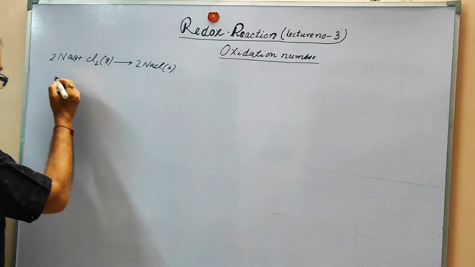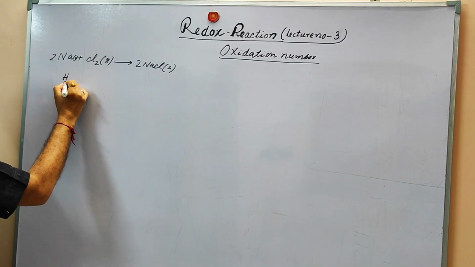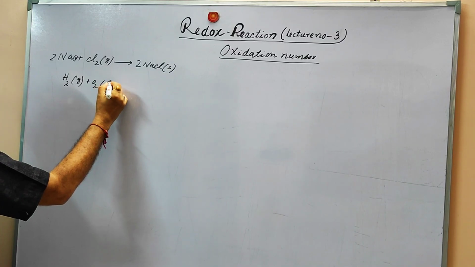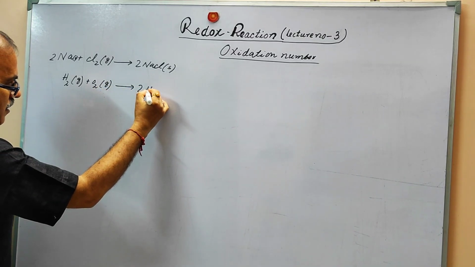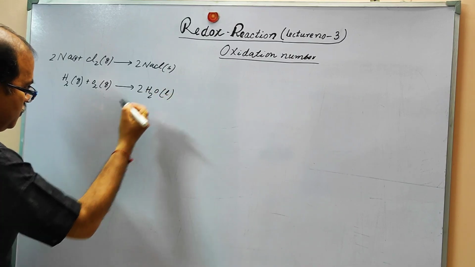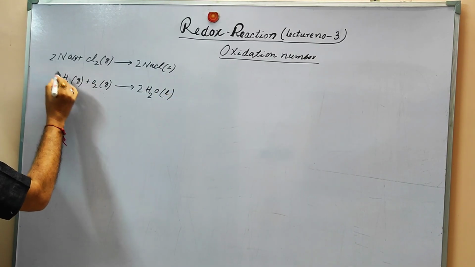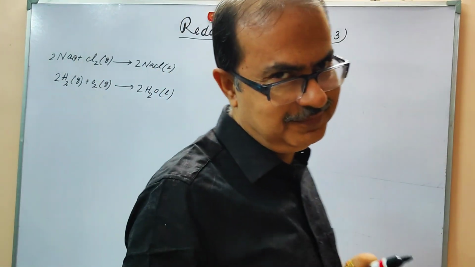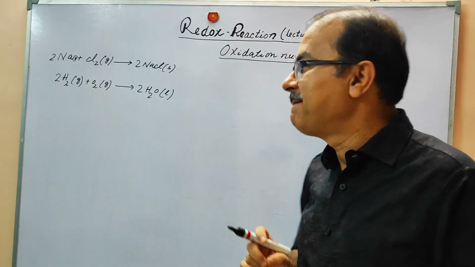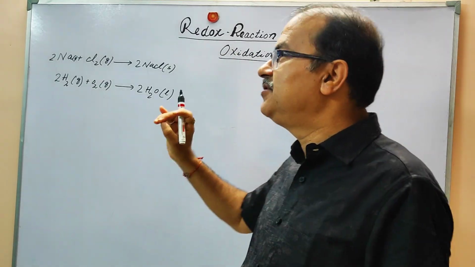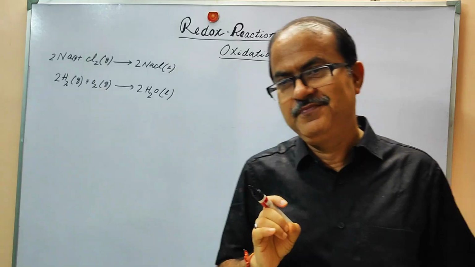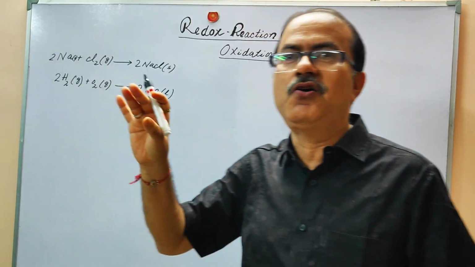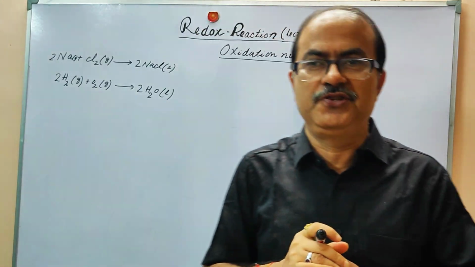But what about this reaction? When we combine hydrogen with oxygen, it produces H2O liquid. Suppose this is balanced. At that time, electron transfer is not evident. So how do we treat this species? What about the oxidation and reduction of this species?